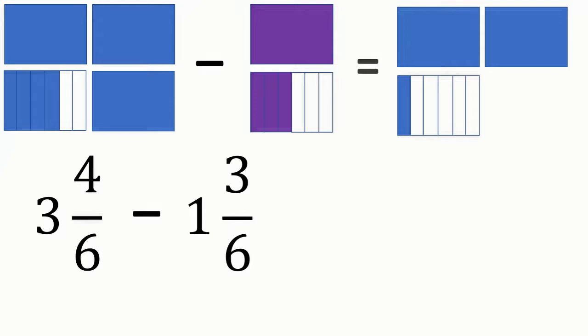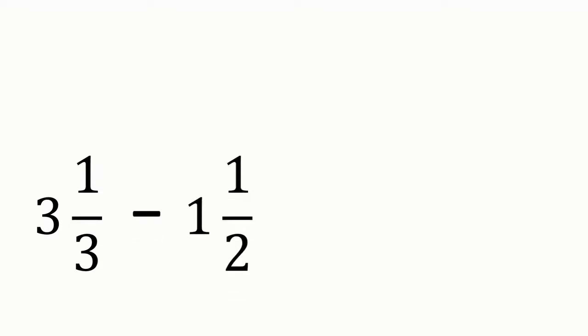Let's solve the fractions below. So this is equal to, copy the denominator 6, subtract the numerators, 4 minus 3, it's 1, and subtract the whole numbers, 3 minus 1, that's 2. So 2 and 1/6. Let's take another example. 3 and 1/3 minus 1 and 1/2. It looks like the same example with the previous one, but you will see the difference later.